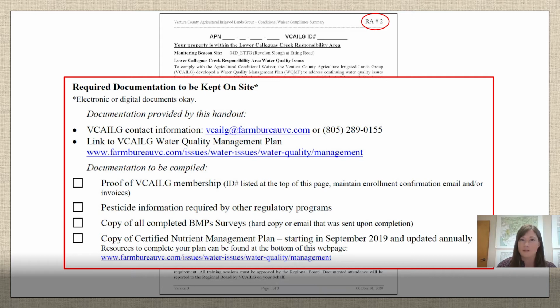And on this first page, there are 2 things that I wanted to point out. So first is a listing of water quality issues specific to this RA. And these are the pollutant categories that are currently exceeding water quality standards and need to be addressed through new or increased BMP implementation.